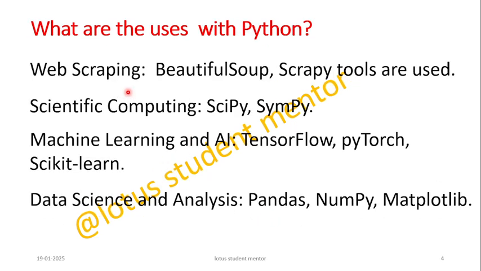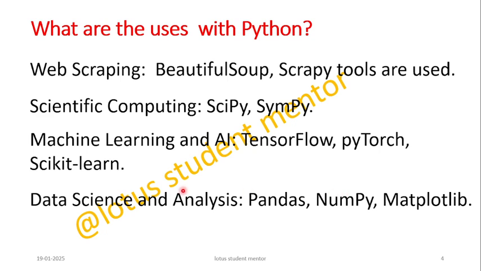Coming to web scraping, Beautiful Soup and Scrapy tools are used. Whereas for scientific computing, SciPy and SymPy are used. For machine learning and artificial intelligence purposes, the Python libraries are TensorFlow, PyTorch, scikit-learn. These are the libraries for use. For data science and analysis, pandas, NumPy and Matplotlib. These are all tools or libraries built exclusively for Python coding.